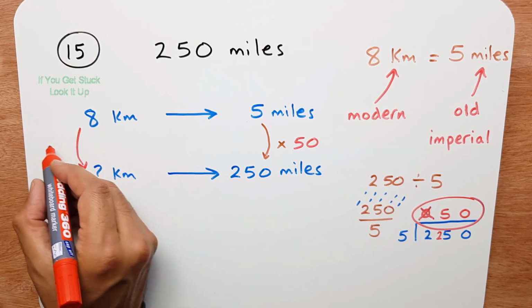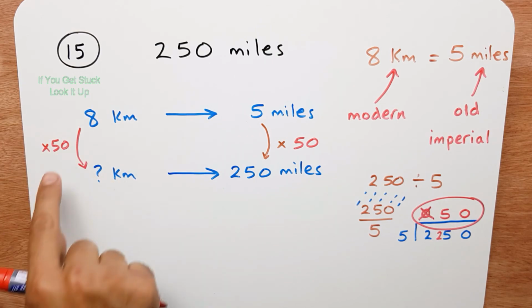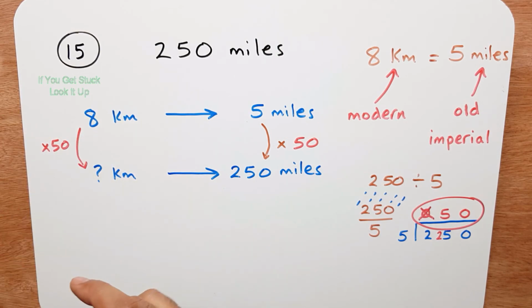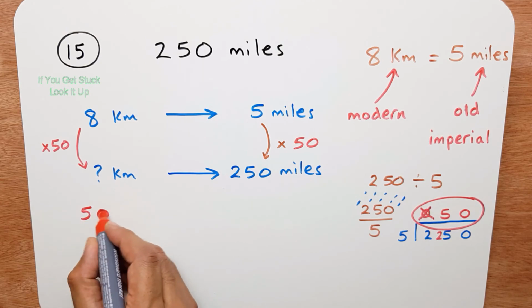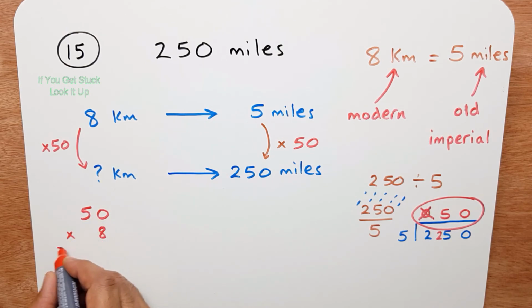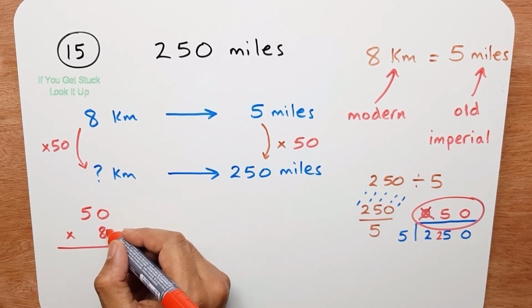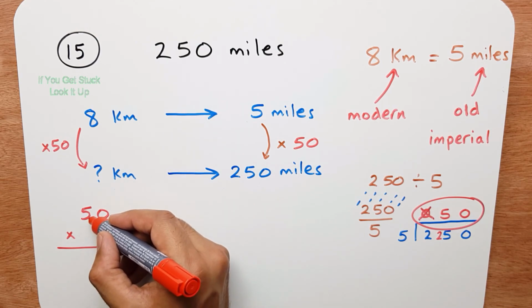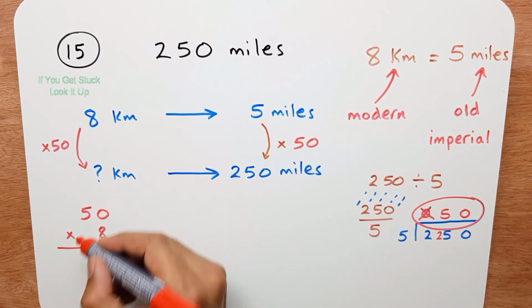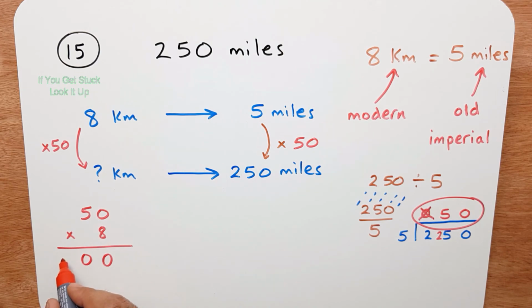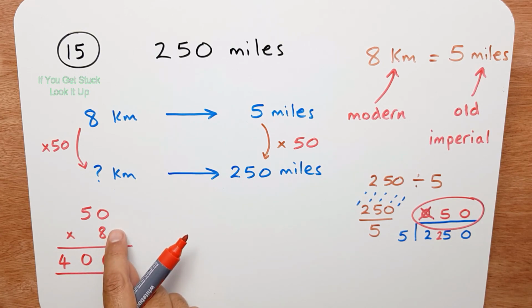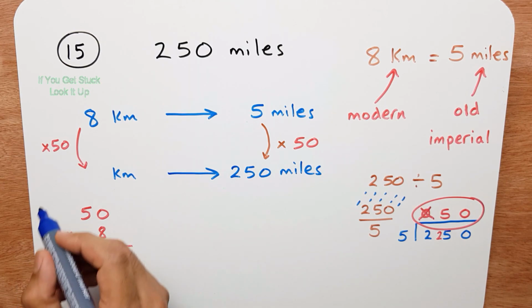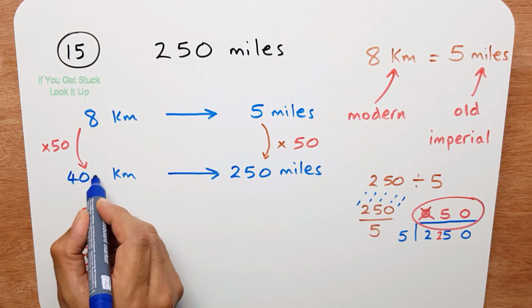So we need to do this calculation now. Let's do that as column multiplication. 50 times 8. 8 times 0 is 0. 8 times 5 is 40. So I put the 0 down and I carry the 4 over to the next column. I can write that straight down because our calculation's finished. So 8 times 50 is 400. 400 kilometers.